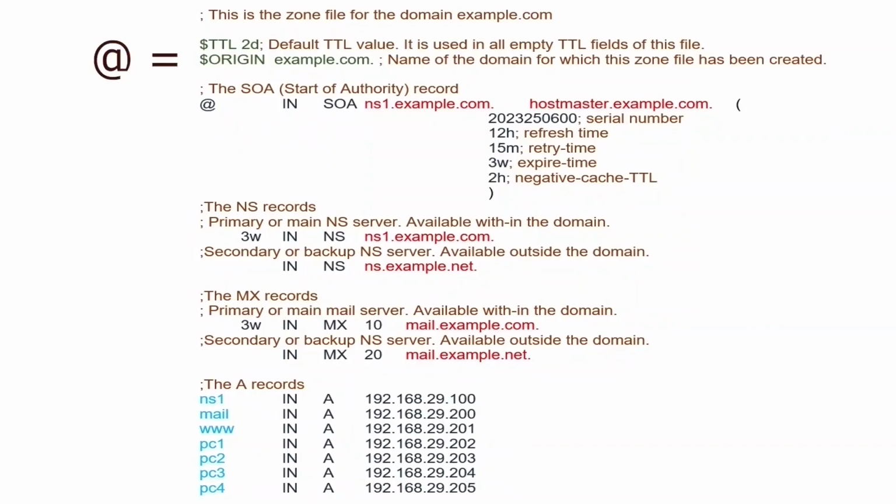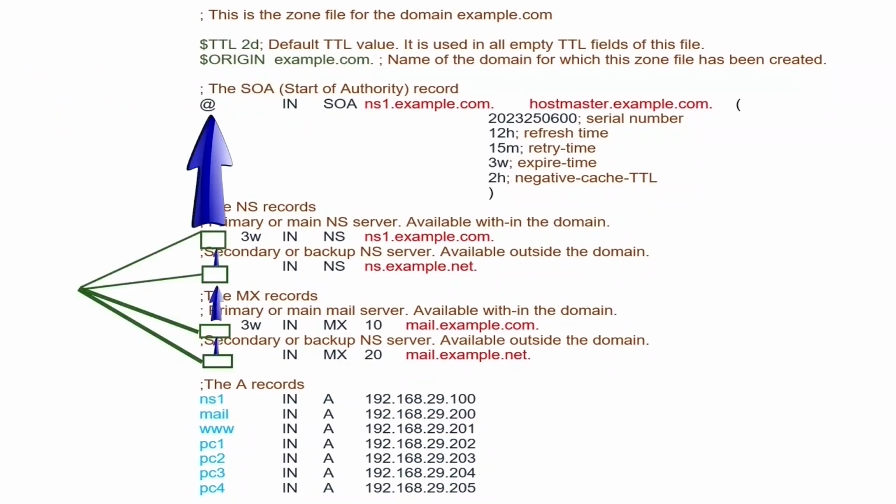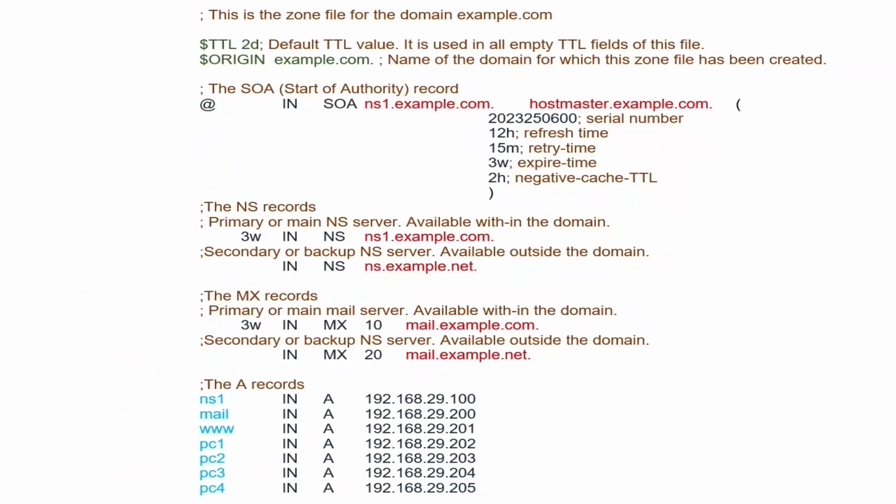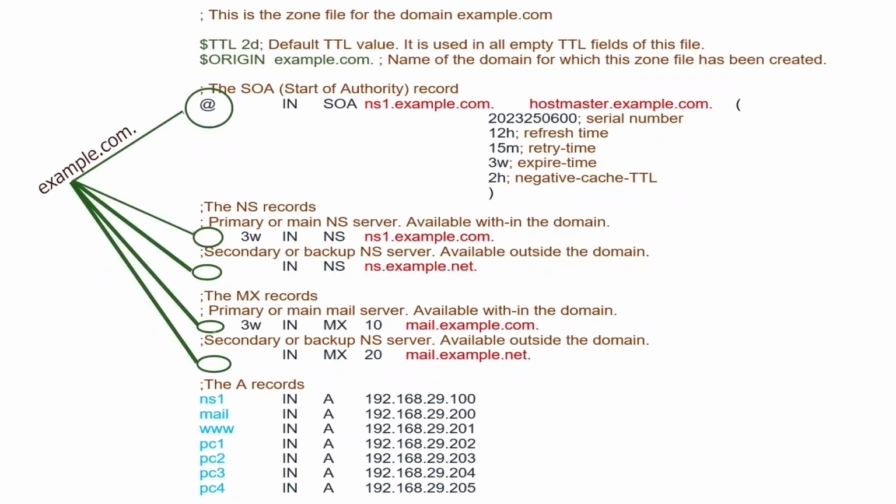If you use a singlet symbol in the name field, DNS replaces this symbol with the origin directive's value. For example, this resource record has an @ symbol in the name field. When processing this file, DNS will replace this symbol with the origin directive's value. If you use a blank space or leave the name field empty, DNS uses the previous record's name field's value. If we talk about this file, DNS will use the value example.com in the name field of these records.